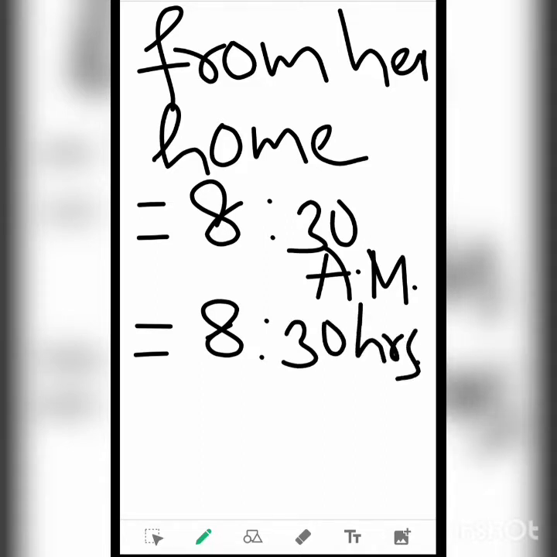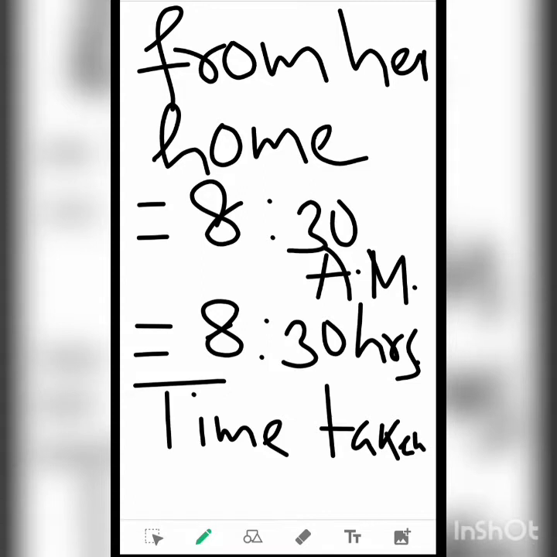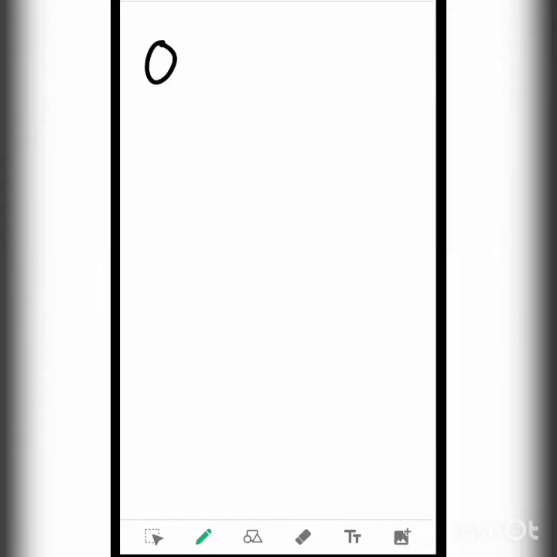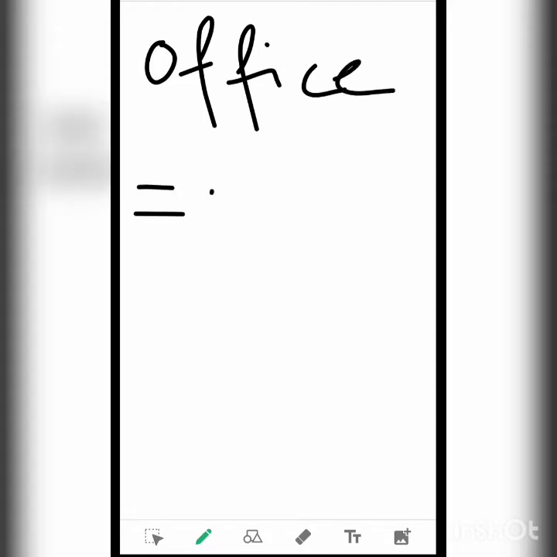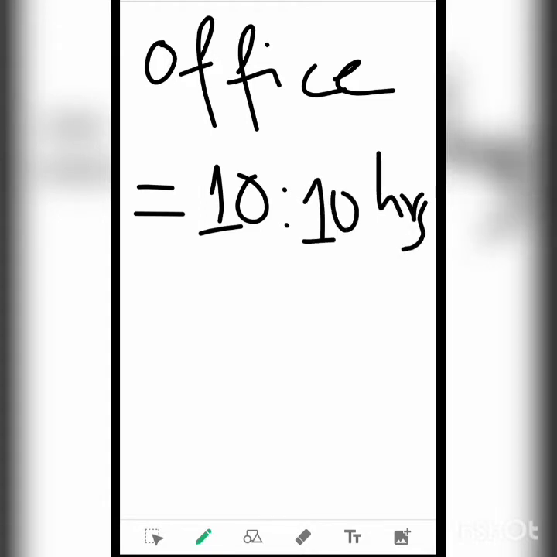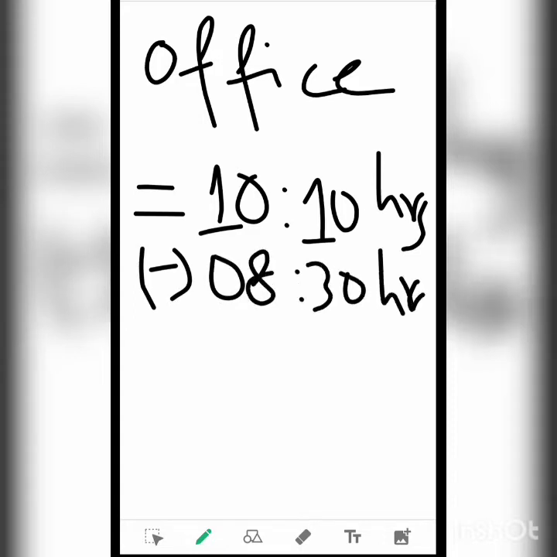Next, what we need to do, we need to subtract these two values in order to get the time taken to travel. So we will write time taken to reach office is given by, now see what you need to do, from 10 hours, I told you earlier that you write it in the fair part, you subtract 8:30 hours. Now for the subtraction part, we'll go to the next board.